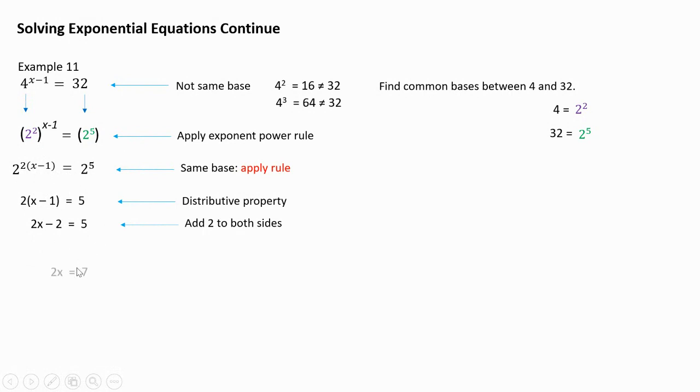Now we're going to add 2 to both sides. So if we add 2 here, there'll be 0. If we add 2 here, it'll be 7. Now we divide by 2. So x equals 7 over 2.